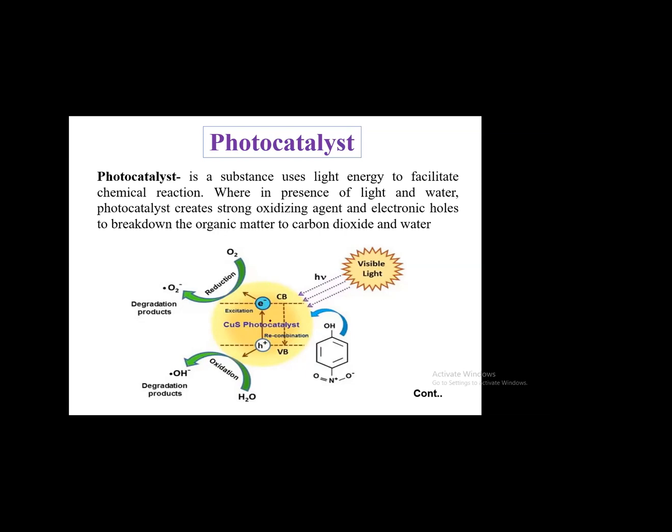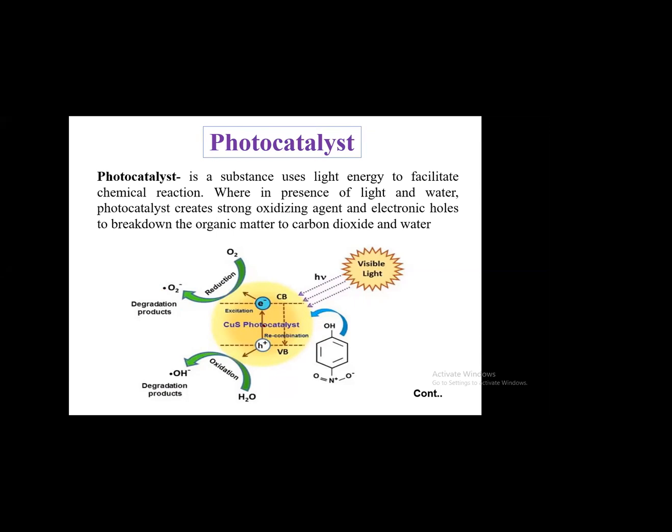There is a formation of holes and electrons. When visible light comes over the surface, this is one of the dyes. This dye is getting degraded, and there is a recombination between the valence band and the conduction band. Recombination is taking place between holes and electrons, and when this is happening, reduction is taking place. This is the degraded product, and in the presence of the holes, oxidation is taking place, and the degraded product is formed.